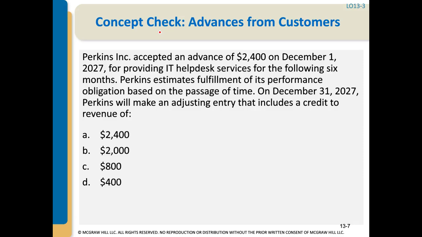Let's go through another example. Perkins Inc. accepted an advance of $2,400 on December 1 for providing IT help desk services for the following 6 months. So this is a 6-month contract, if you will, or money for services for 6 months. Perkins estimates fulfillment of its performance obligation based on the passage of time. So that's how they recognize their revenue, or that they've earned that money, based on the passage of time. And on December 31, Perkins will make an adjusting entry that includes a credit to revenue of what?